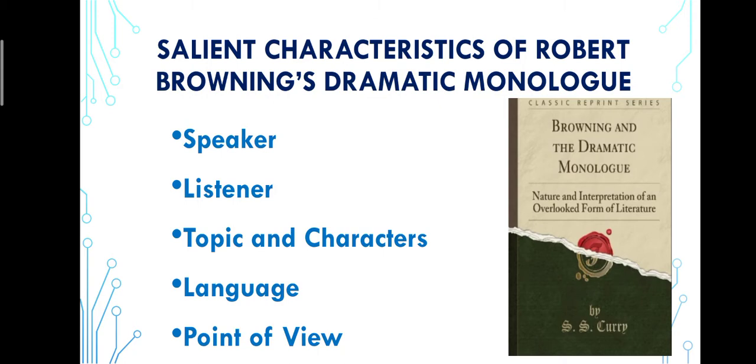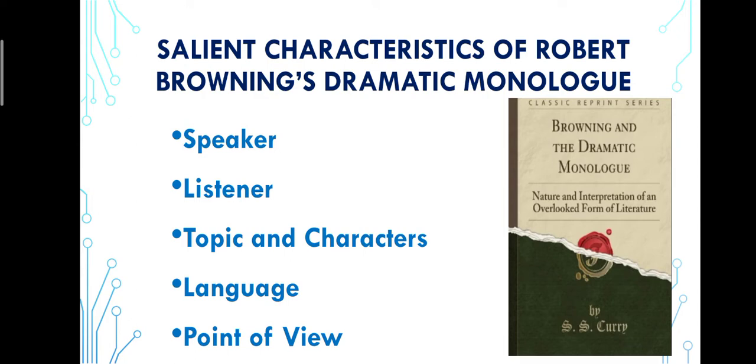The reader gets all the information from the speaker, and he or she sees what the speaker sees. This enables the reader to identify with the speaker and also to understand the speaker's point of view in the poem. The listener can only listen to what is being said in the utterance of the speaker.